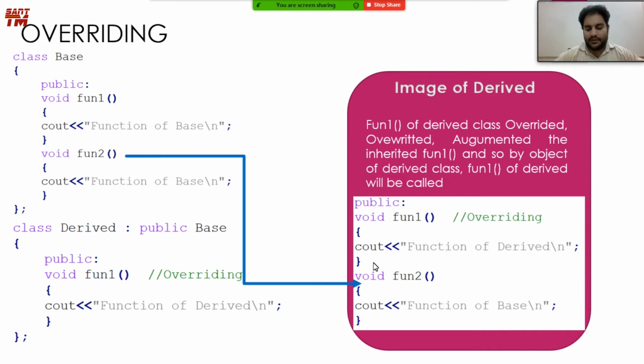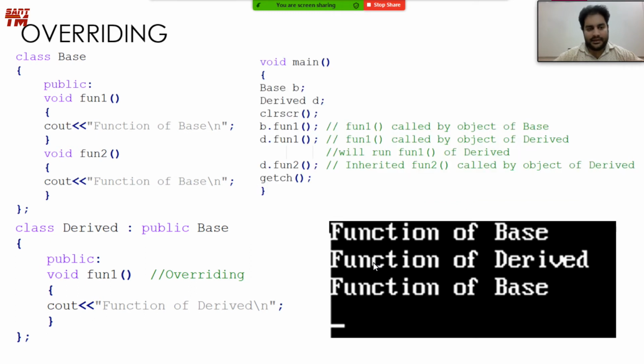So let us understand this again with the help of an example. Class base public void fun1 one statement, void fun2 one statement.